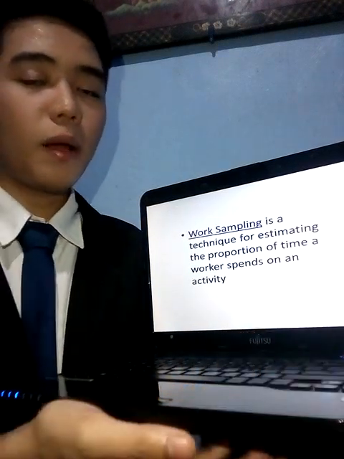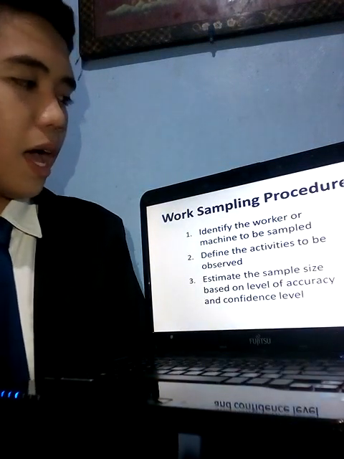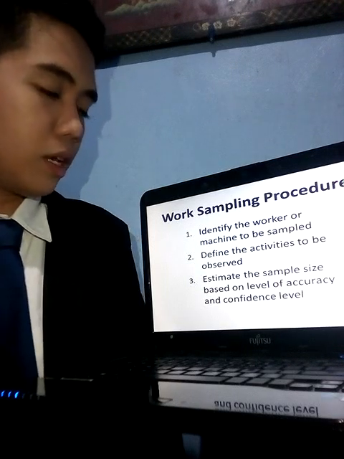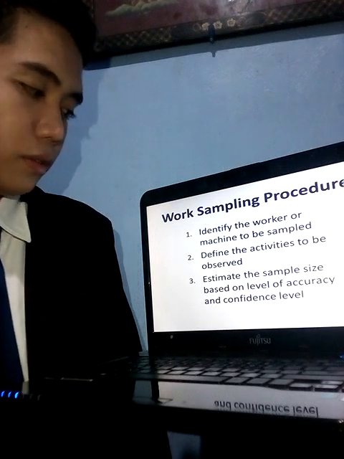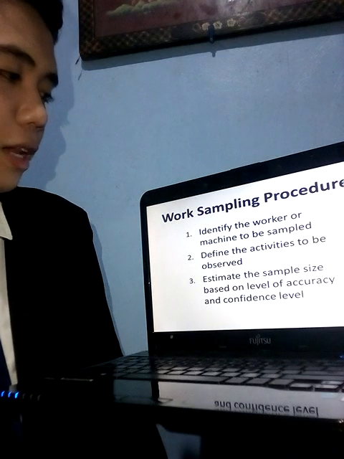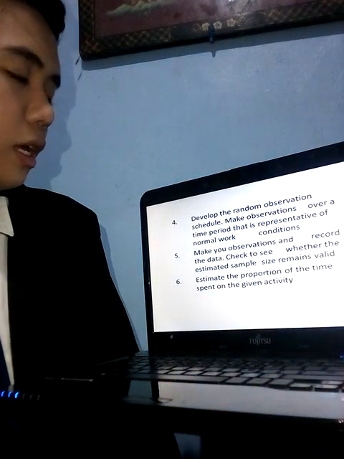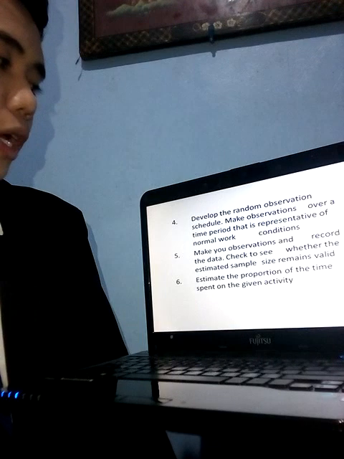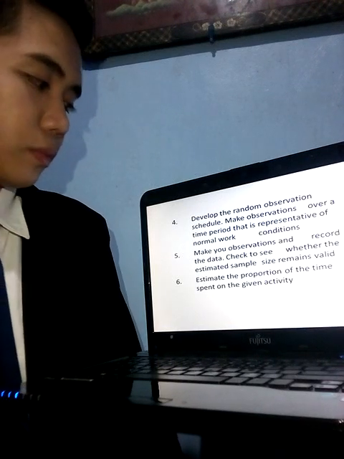So there are procedures in work sampling. First, identify the worker or machine to be sampled. Second, define the activities to be observed. Third, estimate the sample size based on level of accuracy and confidence level. Fourth, develop the random observation schedule. Make observations over a time period that is representative of normal work conditions.